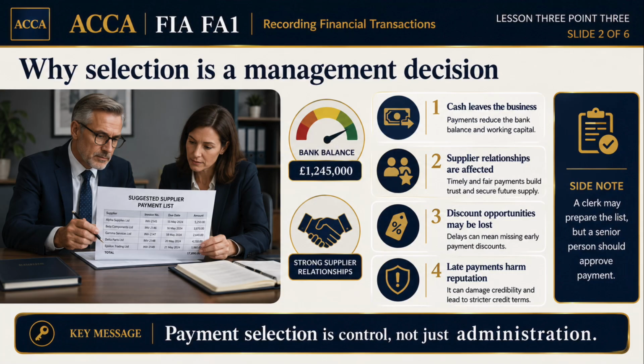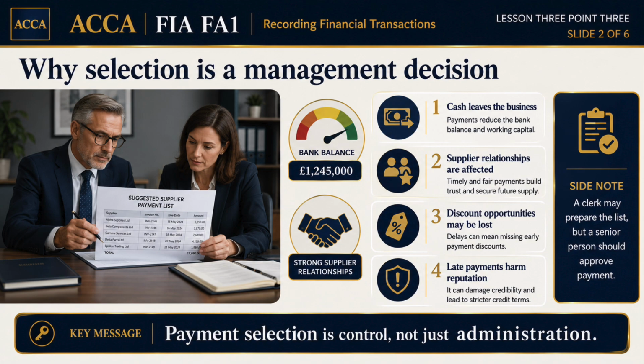Management decision. The textbook makes an important point. Deciding when to pay and who to pay is a key function of business management. This means payment selection is not just a simple clerical task. It is a management decision because cash is leaving the business. Usually, a senior person should decide or approve which payments are made. Why? Because paying suppliers affects cash available in the bank, supplier relationships, credit terms, discount opportunities, business reputation, and internal control. So a junior clerk may prepare the payment list, but a senior person should review or approve it.